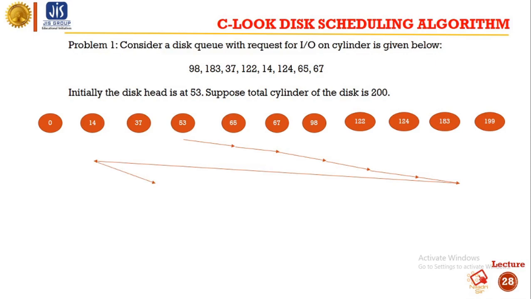Okay, so if we move in the other direction from 53, it will happen like this: from 53 we will move to 37. From 37 we will move to 14. From 14 we will move to 183. From 183 we will move to 124. From 124 we will move to 122. From 122 we will move to 98. From 98 we will move to 67. And from 67 we will move to 65. Okay, so this is how head movement works.